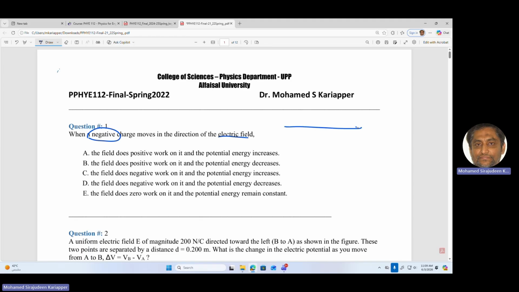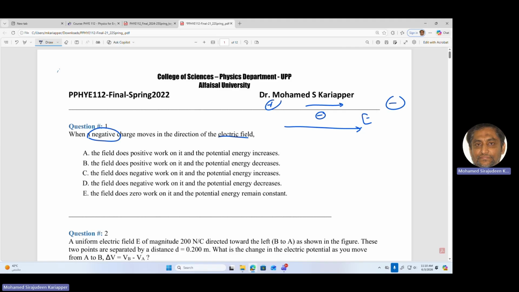So let me draw the electric field line like this. Let's say it is to the right. So we have a negative charge, and it is moving in the direction of the electric field. That means it is trying to go this way. So actually, we need to do work to make it go in that direction, right? Because it is trying to go towards the negative side. The electric field is from the positive side to the negative side. So it is repelled because that is the negative side. So for the negative charge we need to do work.